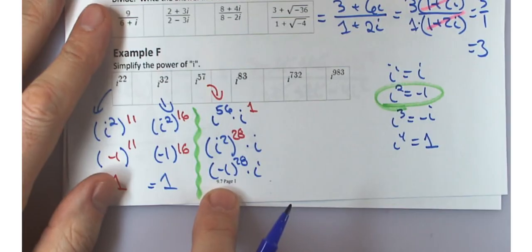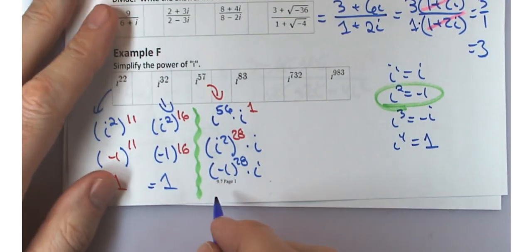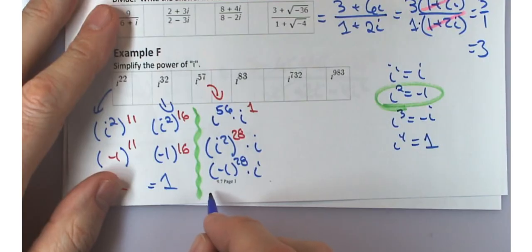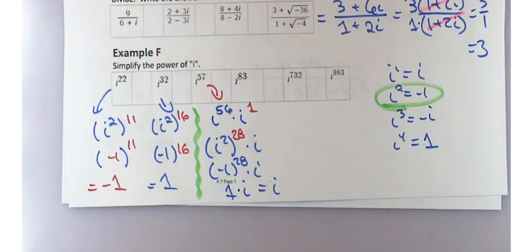Anya, -1 to the 28th power. What's going to happen to that term? Yeah, positive what? So I'm just going to end up with 1 times i, or better yet, just i. Nice. But notice the only thing we have to memorize in this is i squared. i squared is -1.